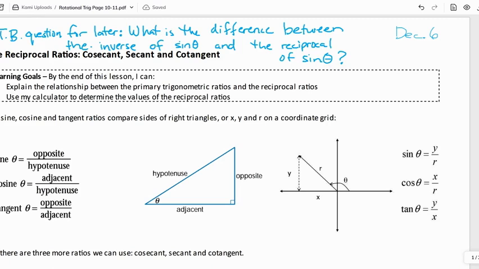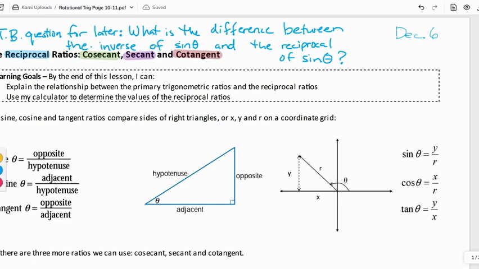All right, folks, let's get started. So today we are looking at something called reciprocal ratios. Some new words: cosecant, secant, cotangent. I feel like secant, is that like a French word? Secant? I don't know. Doesn't it sound French? I don't know. All right.